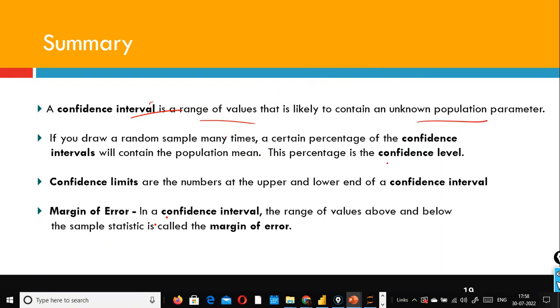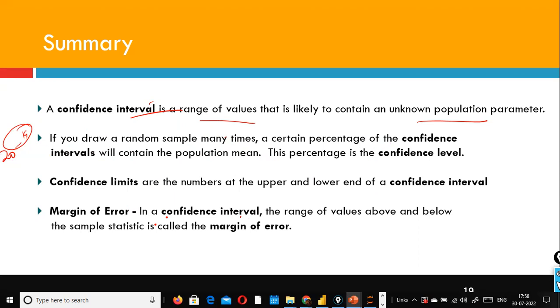This percent is the confidence level, the percent of the confidence interval. You remember, out of the 20 samples, 19 samples contain the population mean. So 95% confidence means out of the 20 samples, in 19 samples the confidence interval will contain the population mean. Confidence limits are the numbers at the upper and lower end of the confidence interval.